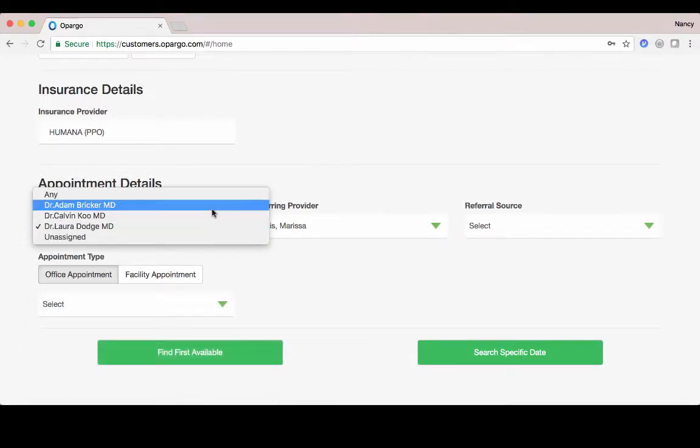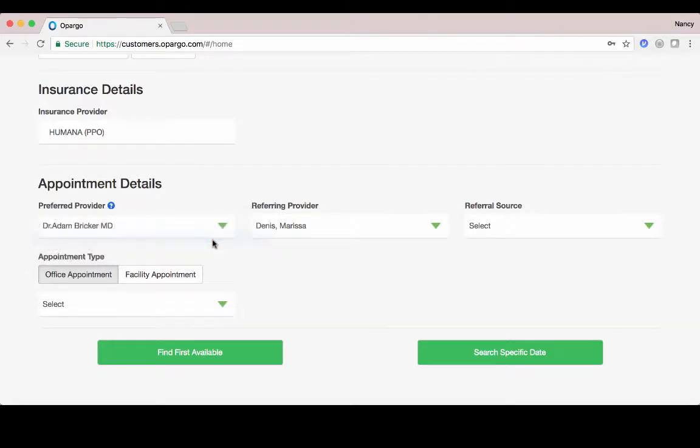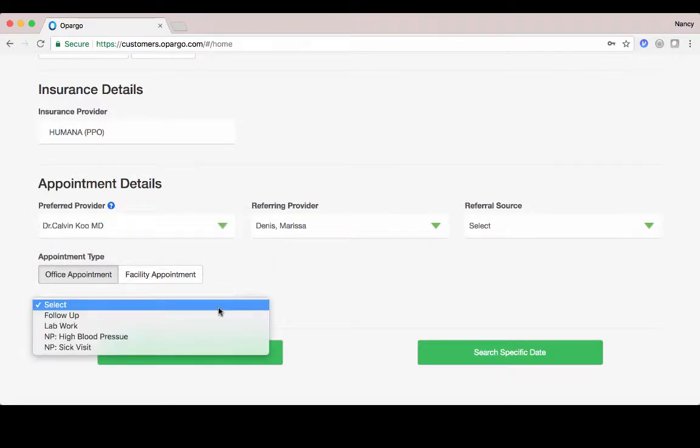If we navigate over to Dr. Bricker, we can see that Dr. Bricker only sees new patients with acute injury and not that same high blood pressure visit. Or Dr. Coe is the opposite. He only sees that new patient high blood pressure visit and not that acute injury.